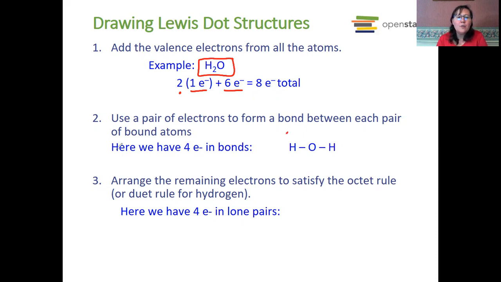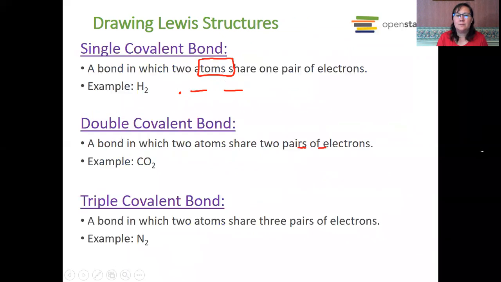All right. So now use a pair of electrons to form a bond between each pair of bound atoms. That's what I've done: I just come down here and say HOH. Okay, good. But now that accounts for 2, 4, and we need 8. So we have 4 more. Then we have our structure with our lone pair electrons to account for everything there.